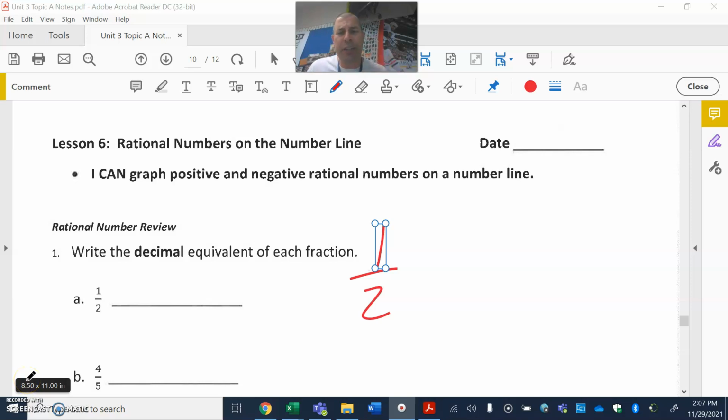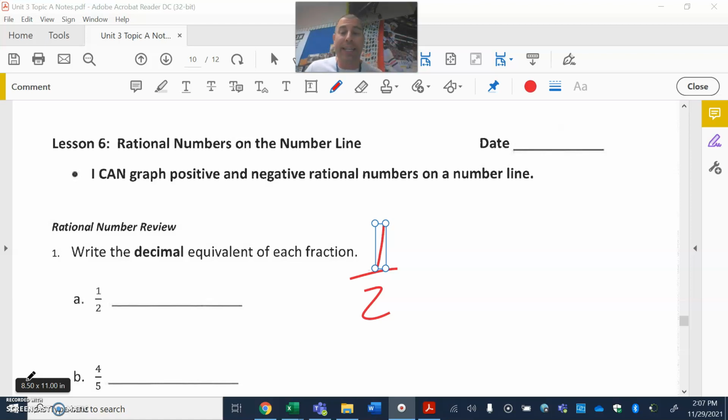So it looks like we're here in lesson number 6. Yeah, and lesson 6 is going to be talking about our rational numbers being placed on a number line. All right, slow down here. Rational numbers, remember, are your fractions. But also keep in mind, fractions can be written as decimals and sometimes even as whole numbers.